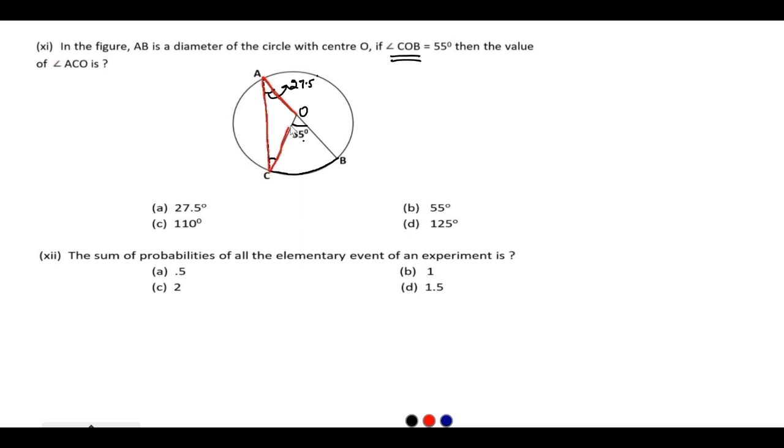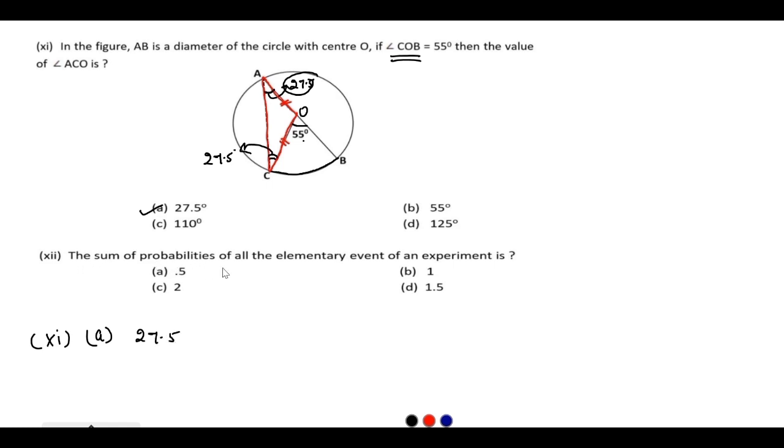Now, if we consider the triangle OAC, then it is an isosceles triangle, because OA is equal to OC, radii of the same circle. It means their opposite angles will be equal. This angle will be equal to this. If this is 27.5 degree, then this is also 27.5 degree. A is the right option. Mention your answer in a proper way. Then come to the next.